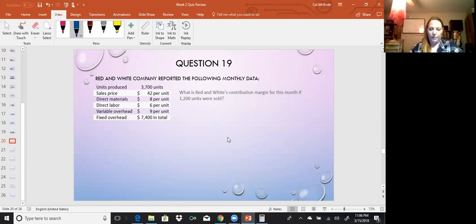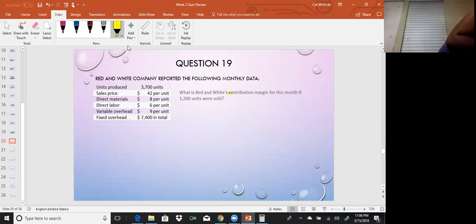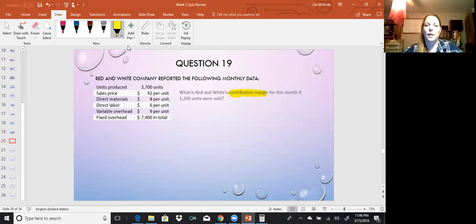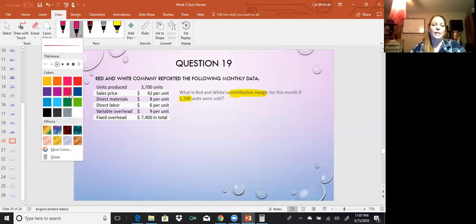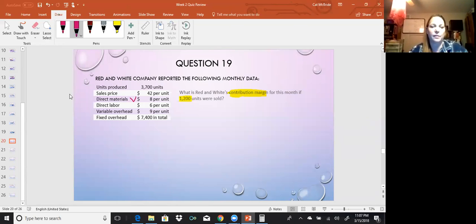Okay, so for 19, now we want to figure out the contribution margin for this month if we sold 1,200 units. This isn't hard because we know that contribution margin is sales minus variable costs, right? That you should be feeling pretty good about. So here's my sales. Is direct materials variable or fixed? Variable. Direct labor variable or fixed? Variable. And variable overhead we'll say is variable. And this is obviously fixed, so it doesn't count. So we have our sales price.